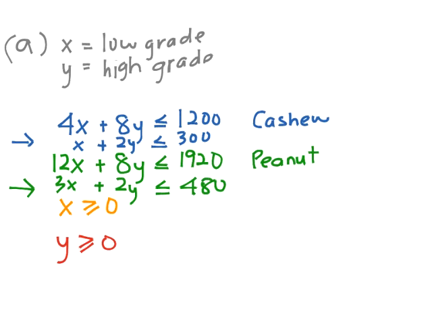Okay, so then we can calculate our points. The first one, x plus 2y less than or equal to 300. So the first one we have x plus 3y. Is it 3 or 2? I think it's 2. 2y less than or equal to 300.